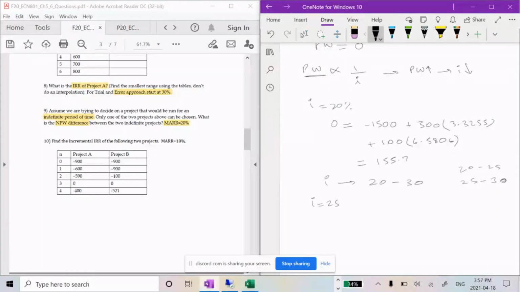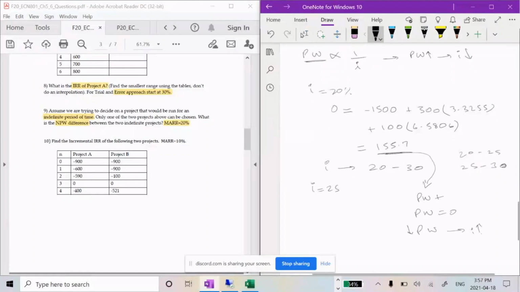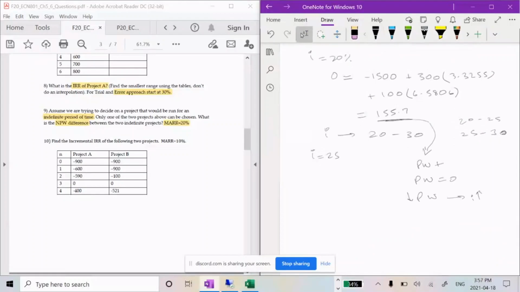So now we're going to try with 25. Once again, here the present worth is positive, and you need to make the present worth equal to 0. This time you're going to need to decrease the present worth, and in order to decrease the present worth, you need to increase the I. That's why we're trying 25 and not 15. Anything below 20 is always going to give us a positive value. We need to get it as close to 0 as possible. So let's try with 25.